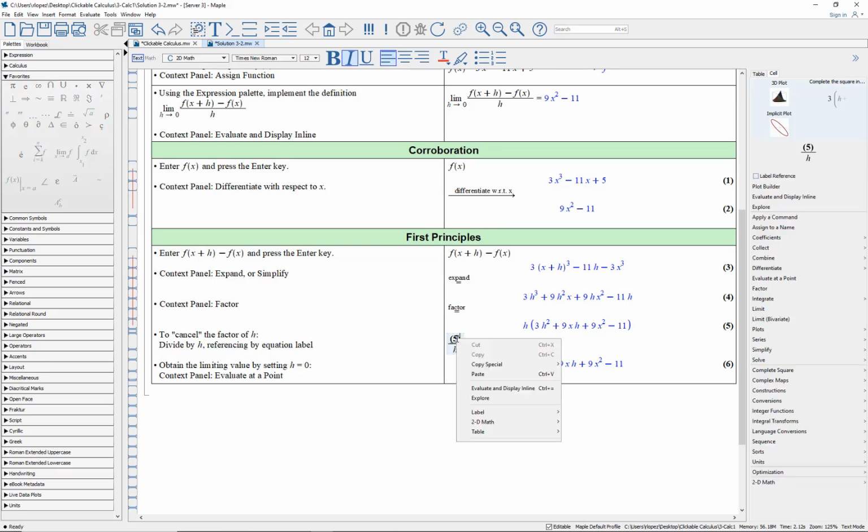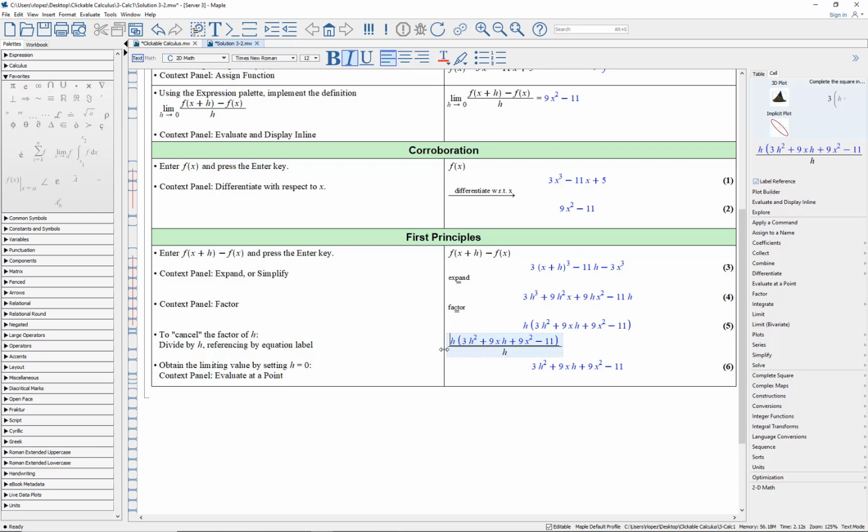By the way, if you want to see what that label is pointing to, change label to label of reference. I just right-clicked on it. And then you actually see what you're dividing by h.